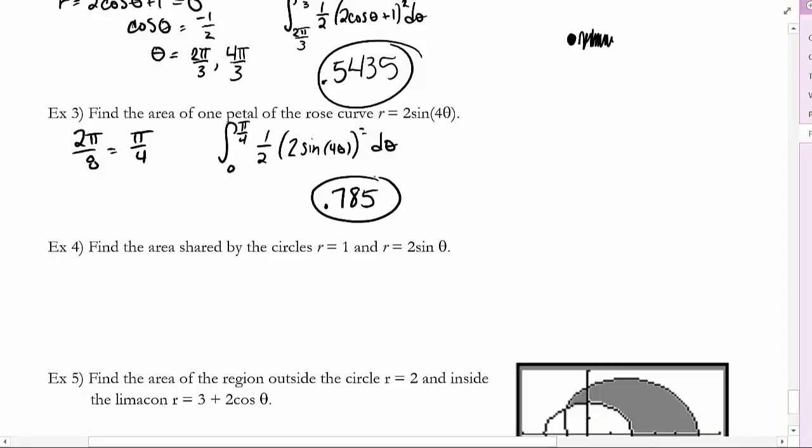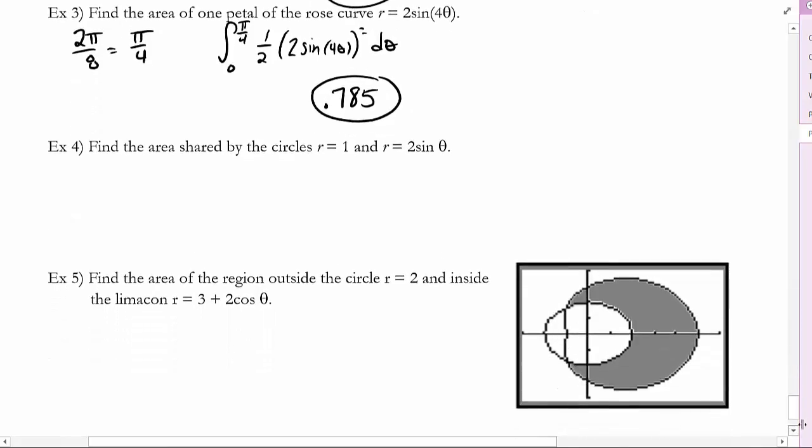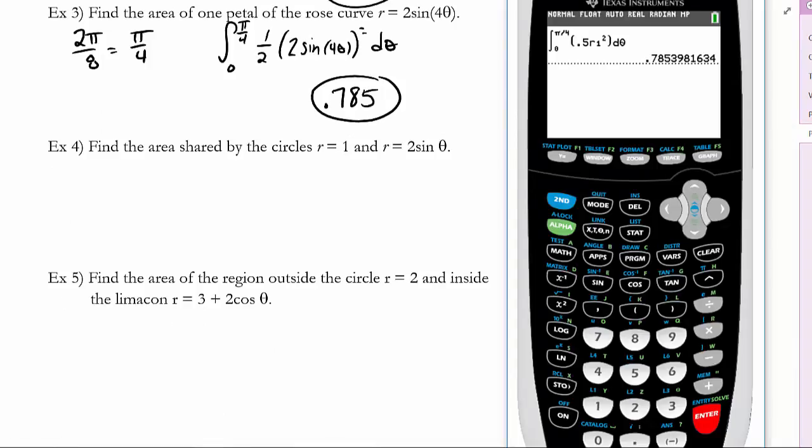Ta-da! Alright, here's where things get interesting in these last two, so kind of stay with me here. So, let's graph it. r equals 1 and r equals 2 sine theta. So r equals 1 should be a circle centered at the origin with a radius of 1. And then 2 sine theta is going to be another circle, not centered at the origin, but also with a radius of 1.